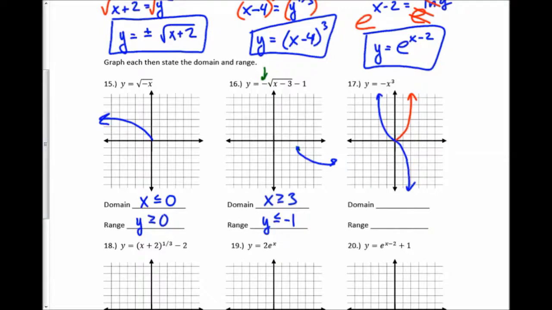That doesn't really affect my domain and range. As I look at this thing, the domain here is still all real numbers. The range is also all real numbers. Okay, so my domain and range for that one, all real numbers.